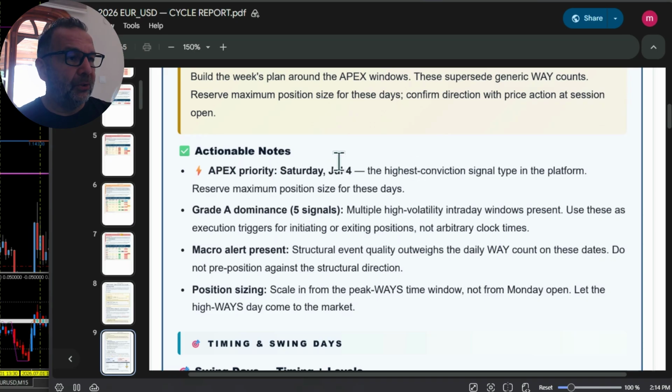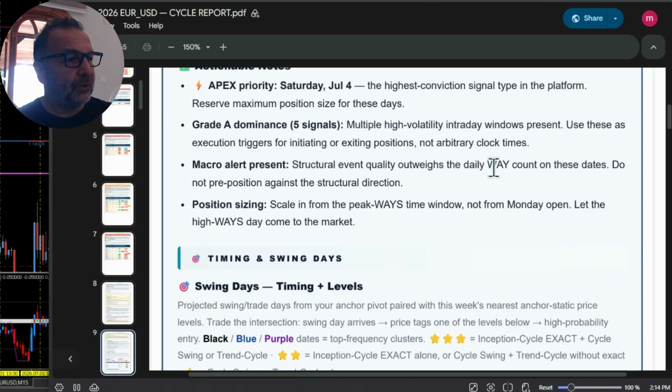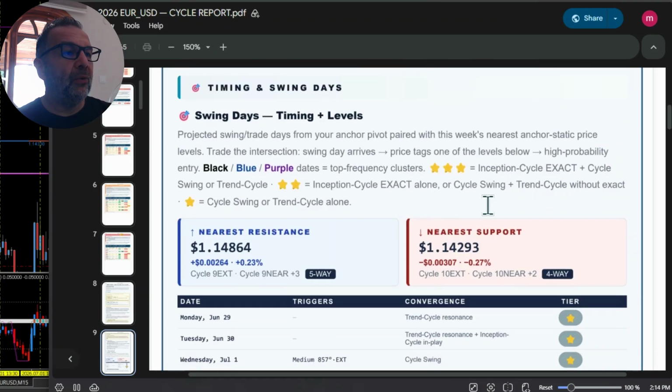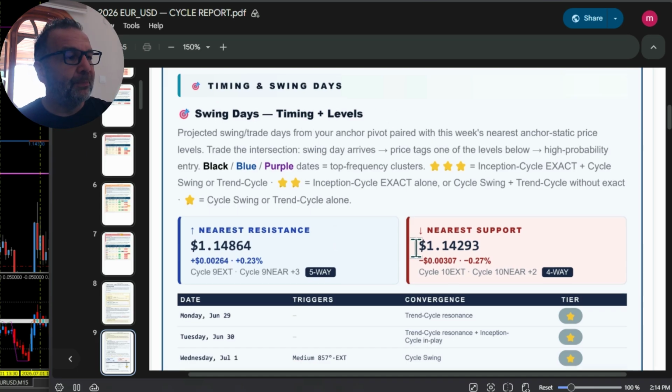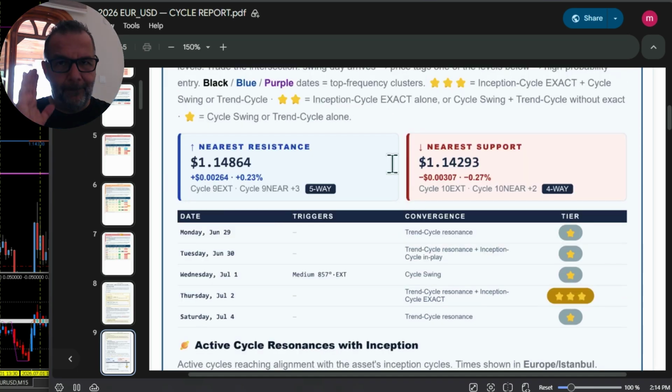And actionable notes, it's all summary. And then we have swing days and timing levels. Now the timing levels, timing plus levels, I've put prices here, but just be warned, I'm working on the prices to extend them further out than the levels you get here.